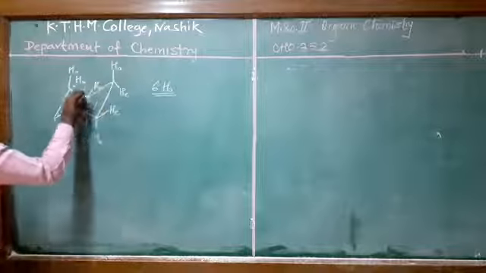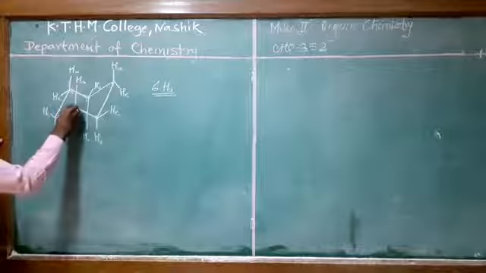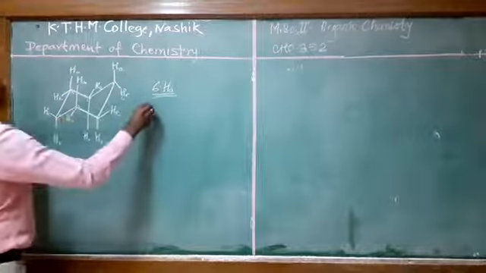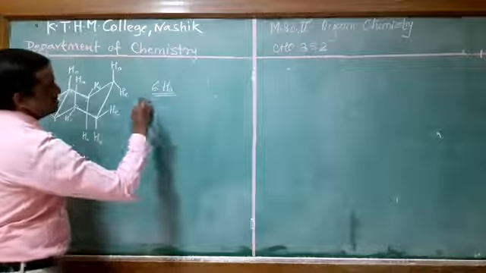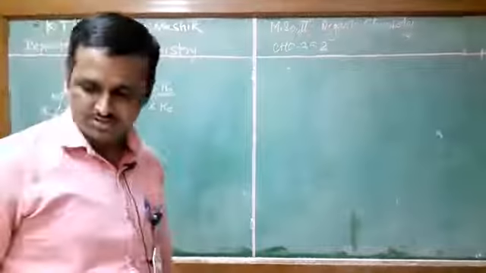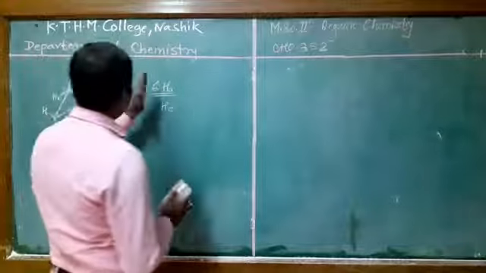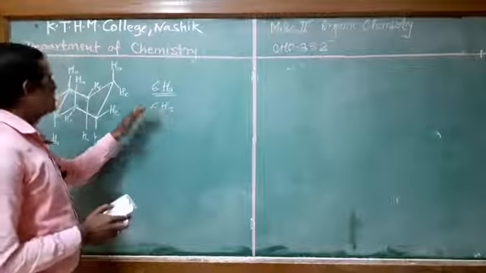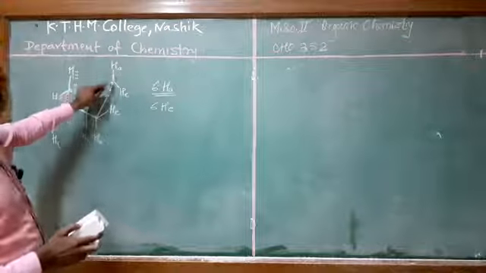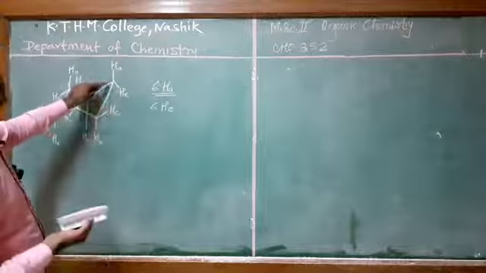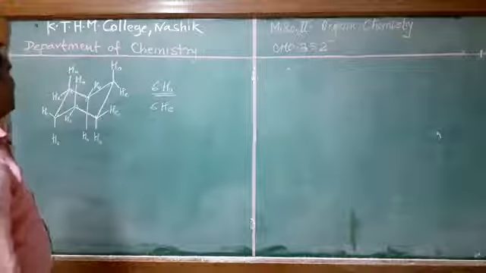Out of 12 hydrogens, 6 are axial hydrogens and 6 are equatorial hydrogens. Okay. So remember, these axial and equatorial positions are observed such that each carbon has one axial hydrogen or axial substituent and one equatorial hydrogen or equatorial substituent.